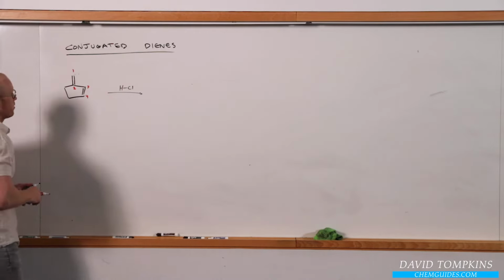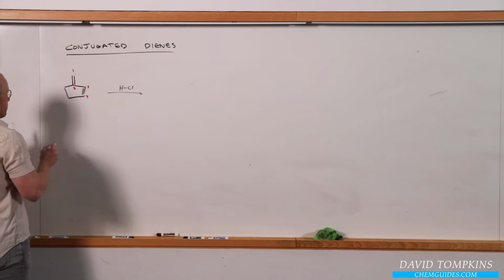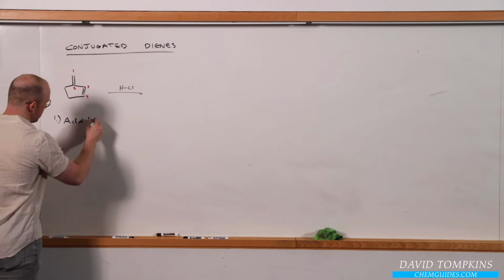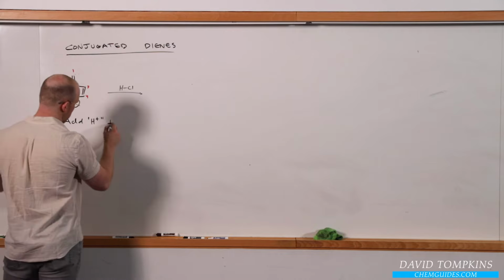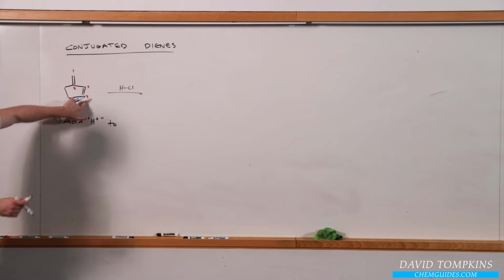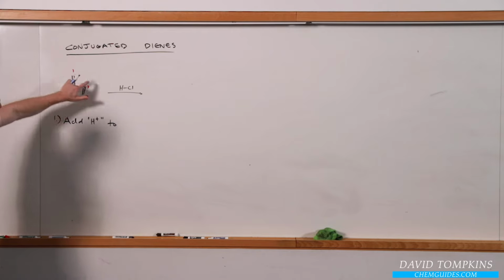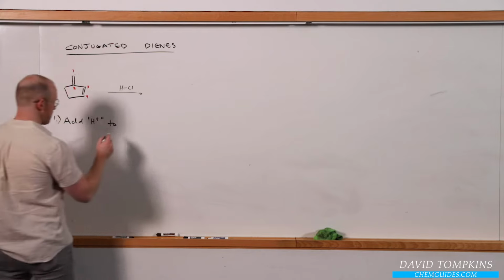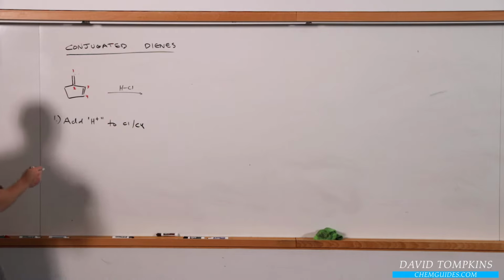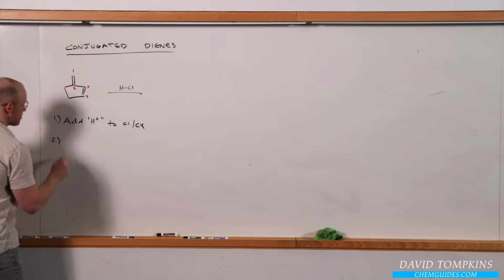So what I notice here is, first of all, when we add that electrophile, or we add the H+ to this diene, it's going to have to go on C1 or C4, because we want the carbocation to be on 2 or 3. Once again, so the carbocation can be allylic and thus resonance stabilized.